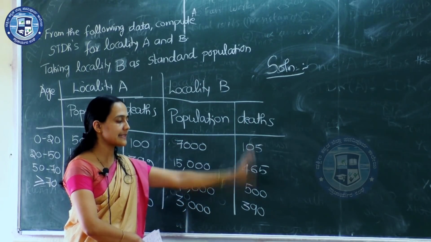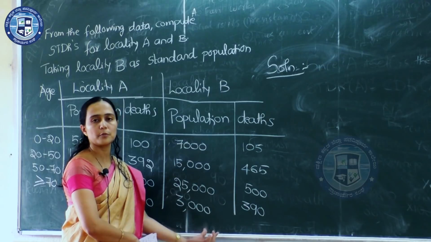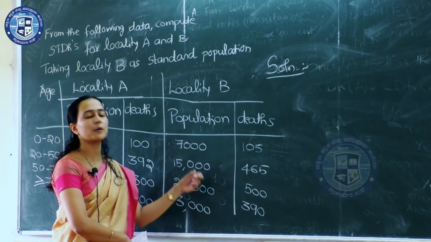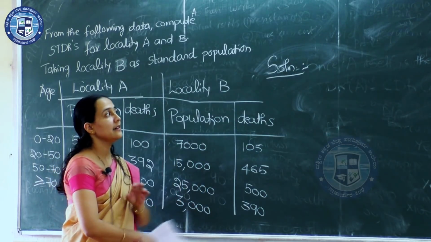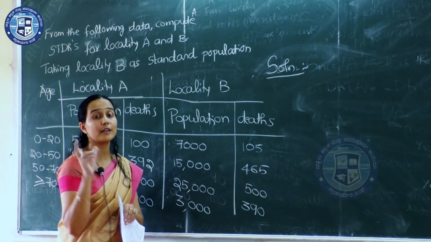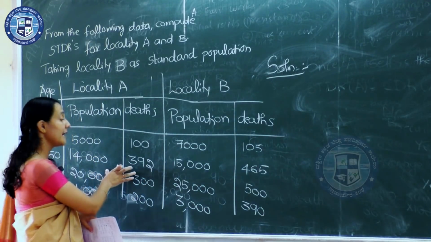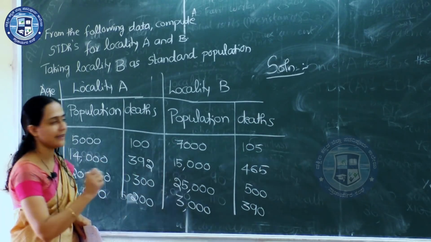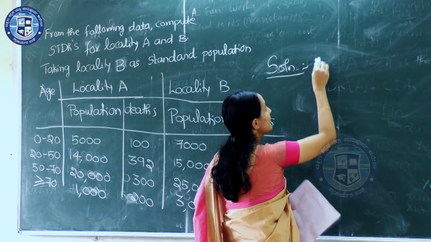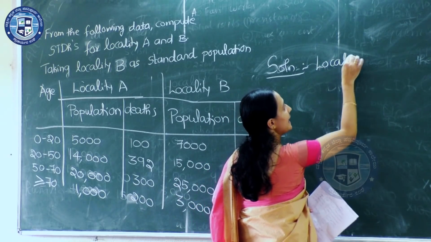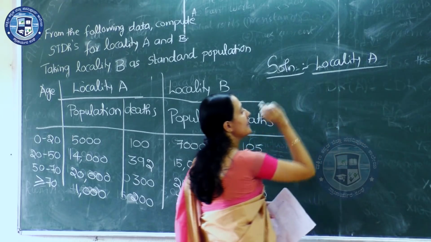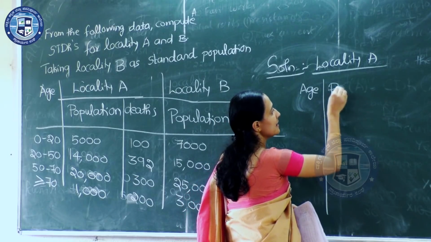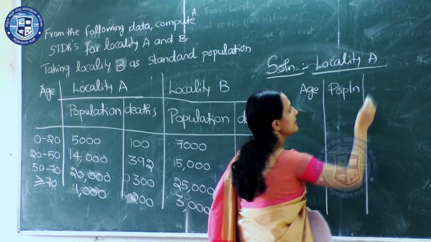So CDR of B means total number of deaths divided by total population into 1000. So this is the standard population. Locality B's population is the standard population. So first we will do locality A. For finding STDR of A, we have to compute the age specific death rate of the first population A. So first we will do for locality A. Locality A is the first, age group. Next population. Next deaths.